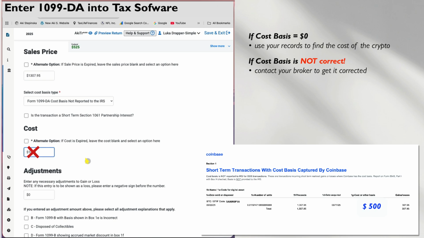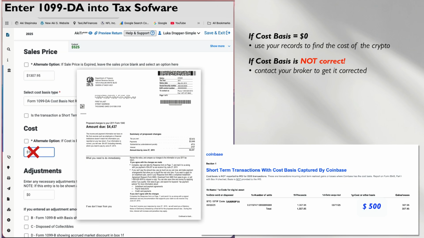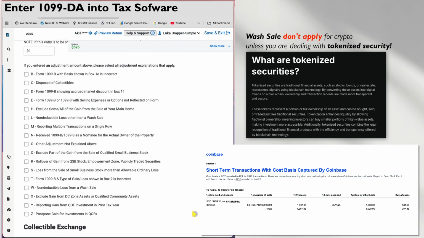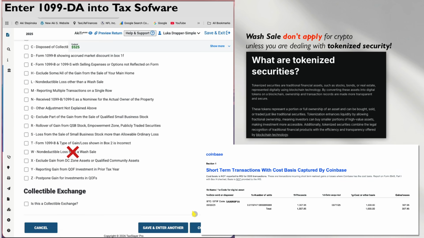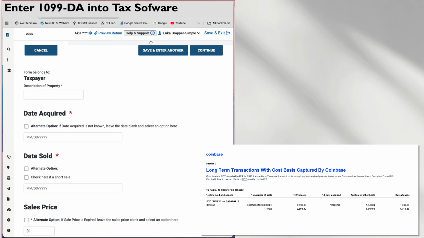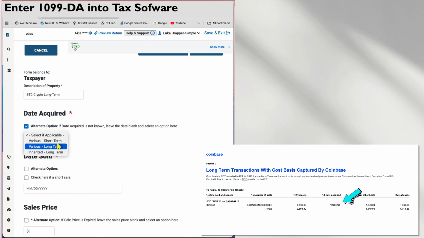If you report a number that does not match what the IRS received, you may receive a mismatch notice from the IRS later. For regular cryptocurrency transactions, wash sale rules generally do not apply unless you are dealing with tokenized securities. Now I will enter the second batch for the long-term crypto sale. I will label it as long-term if there is space. In this example, I do not have a specific acquisition date because there were multiple purchases. So I will select the alternative option and choose long-term.